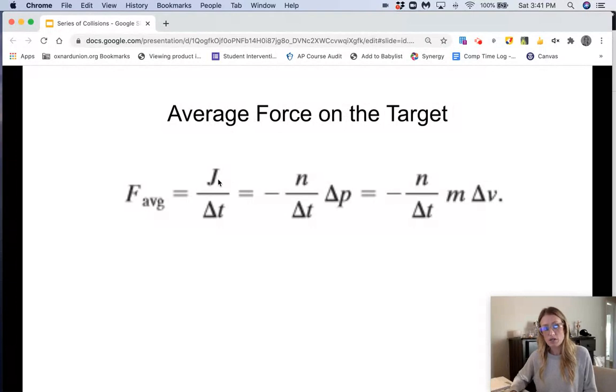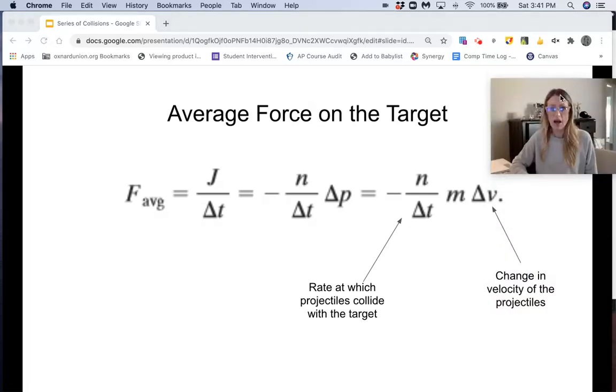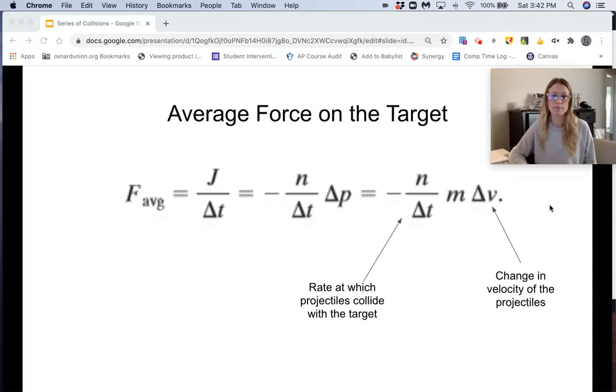So in order to find the average force on the target, we know that force is equal to impulse divided by time. And impulse, as we saw on the last slide, will be equal to negative N, the number of particles, times the change in momentum. So we plug that in for J here, and we end up getting negative N over t times our change in momentum. Then plugging in mass times the change in velocity for our delta P, we end up getting this right here: negative N over t, which is the rate at which the particles collide with the target, times the mass times the change in velocity. That's the change in velocity of the projectiles in that case.